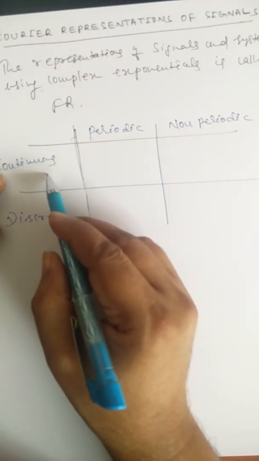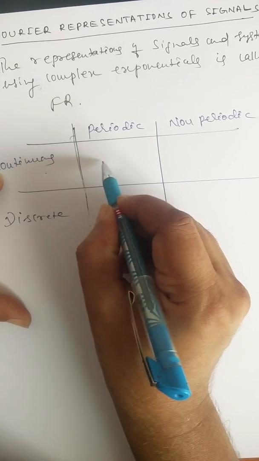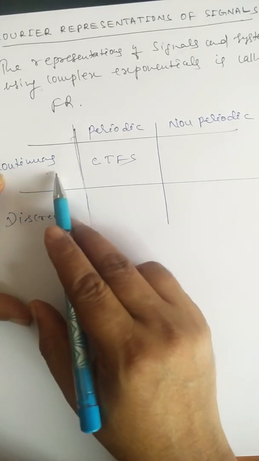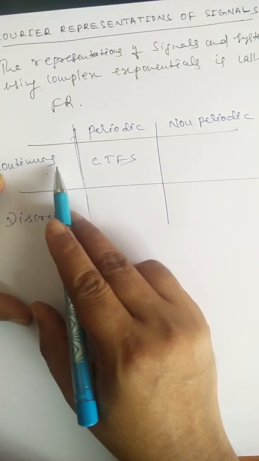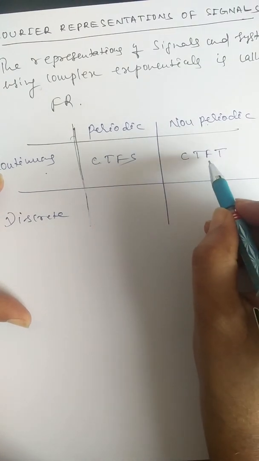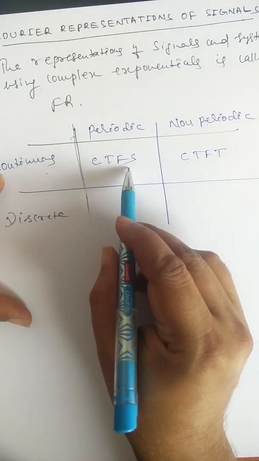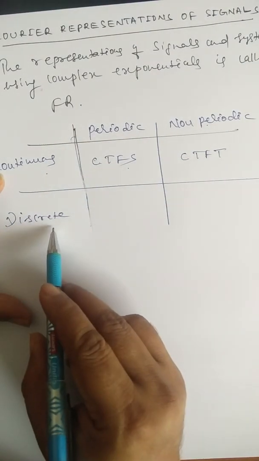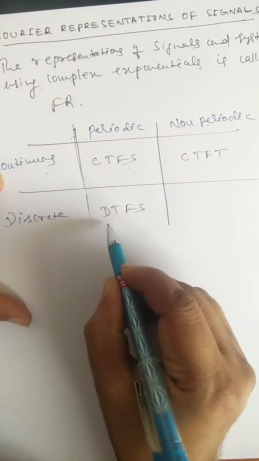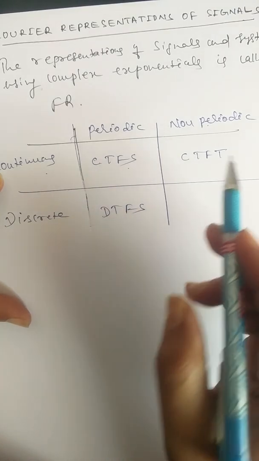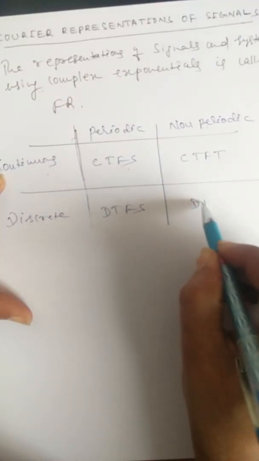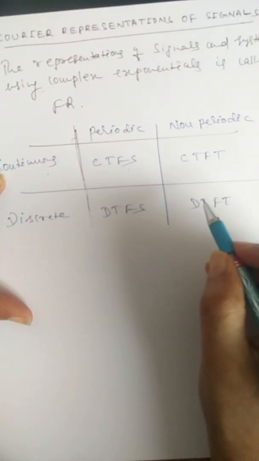Representations of continuous time periodic signals we call a Fourier series, that is continuous time Fourier series. Representations of continuous time non-periodic signals are called the continuous time Fourier transform. FT indicates Fourier transform, FS indicates Fourier series. Representations of discrete time periodic signals, that is DTFS, discrete time Fourier series. Representations of discrete time non-periodic signals are called discrete time Fourier transforms.